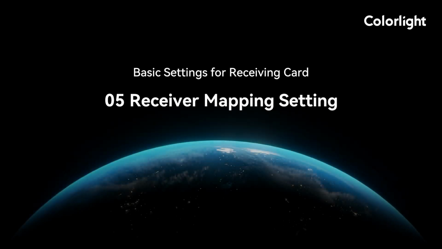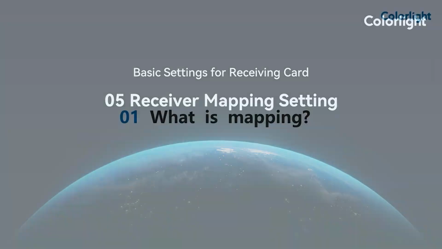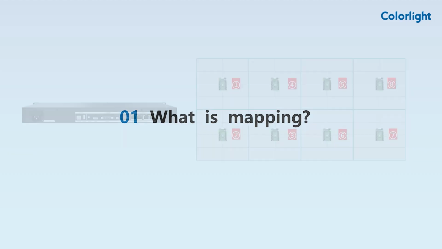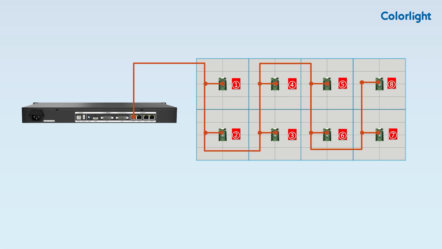Welcome to Colorlight course. In this video, we will introduce you how to configure the mapping. Firstly, what is a LED screen mapping file? It is a file used to configure the processor to correctly recognize the sequence of the receiving card's installation.